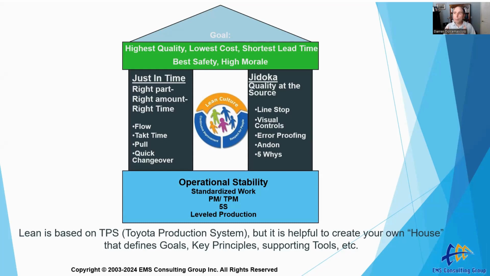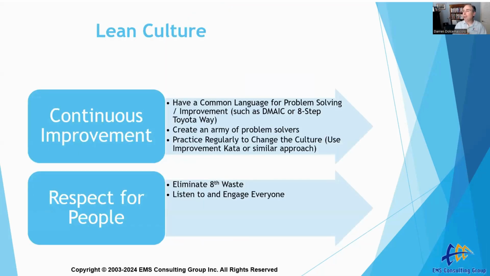Now, the one probably most important piece to making all of this work is the lean culture, and that's continuous improvement as well as respect for people. And I'll talk about that in just a minute. Okay. So now let's actually talk about that. A lean culture is often talked about as continuous improvement plus respect for people. So what do we mean by that?